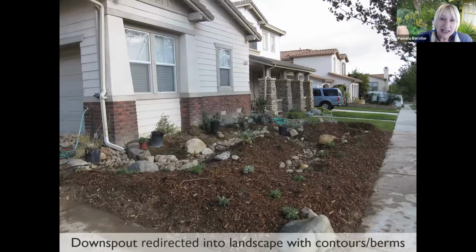And this is what it looked like when we were finished. They actually really liked rock, so we couldn't talk them out of it. A lot of rock in here. But this is a dry creek bed kind of configuration. The downspout has been cut and redirected into the landscape. And we have these contours, berms, and depressions. And we've planted the plants in the landscape, mulched it thoroughly. And now we're going to see what happens.